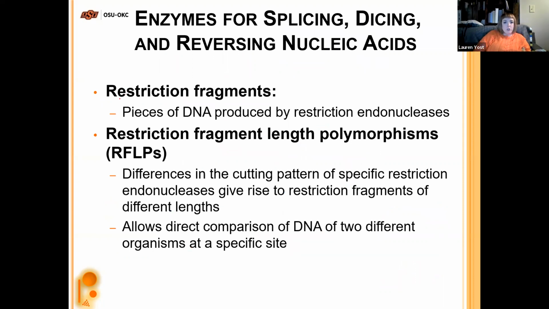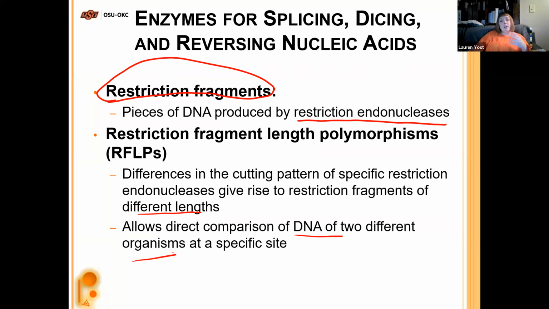So a restriction fragment. We're cutting things up and whatever. A restriction fragment is a piece of DNA that we produce by cutting with restriction endonucleases. Restriction endonuclease, you cut it, you get restriction fragments. Pretty straightforward. Then we have this thing called a restriction fragment length polymorphism. That is essentially a difference in the cutting pattern of endonucleases that can give rise to restriction fragments of different lengths. And that will allow for comparison of DNA of two organisms. What does that mean? My genes are different than your genes.